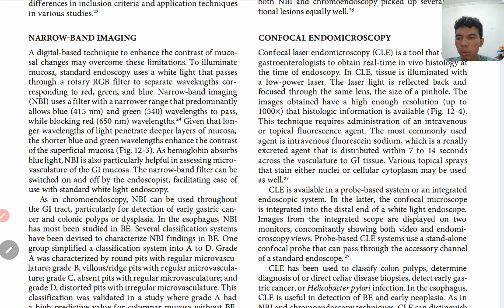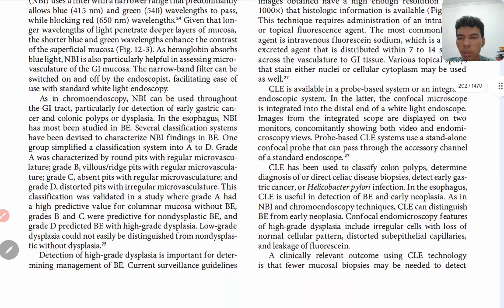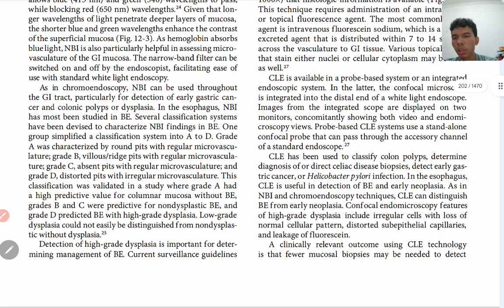As hemoglobin absorbs blue light, NBI is also particularly helpful in assessing microvasculature of the GI mucosa. The narrow band filter can be switched on and off by endoscopists, facilitating ease of use with standard white light endoscopy. As in chromoendoscopy, NBI can be used throughout the GI tract, particularly for detection of early gastric cancer and colonic polyps or dysplasia. In the esophagus, NBI has been most studied in BE.